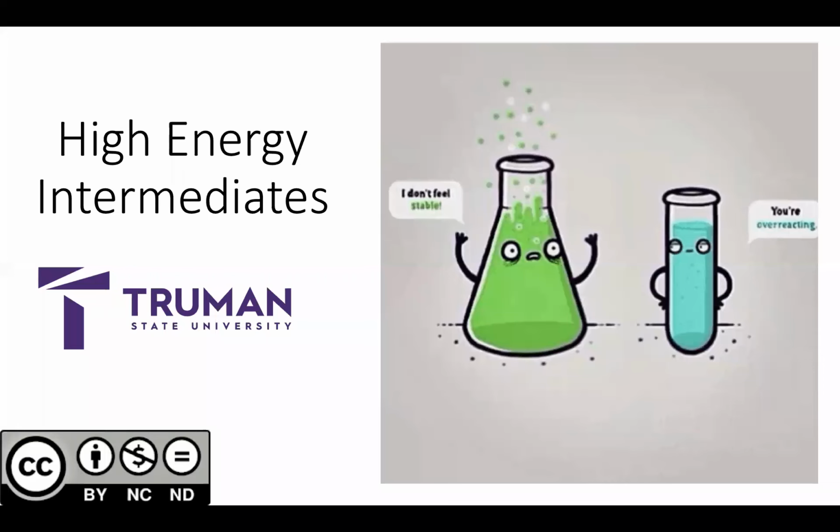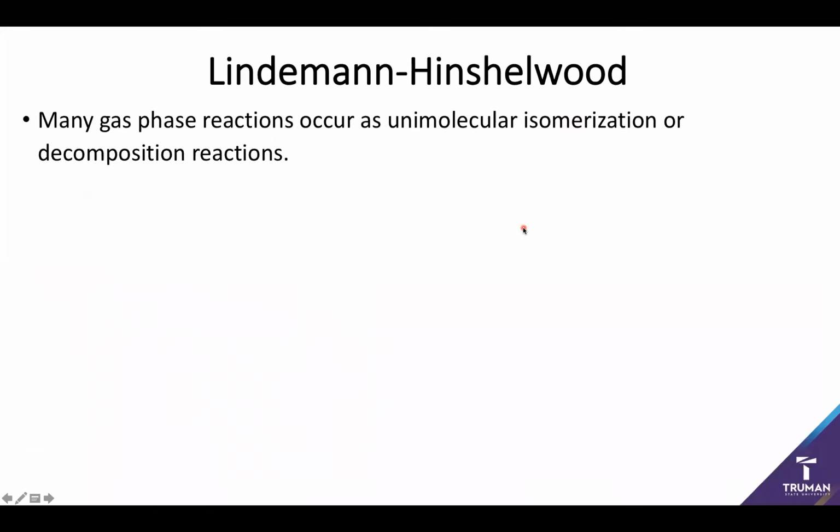Hello, everyone. So today we're going to be talking a little bit more about reaction mechanisms with specific focus on high energy intermediates. So there are multiple ways you can generate a high energy intermediate along the course of a reaction. So one of the good places to start, because again, most kinetics tend to behave best in the gas phase, is by looking at a common trend in gas phase reactions, which is unimolecular isomerization or decomposition reactions.